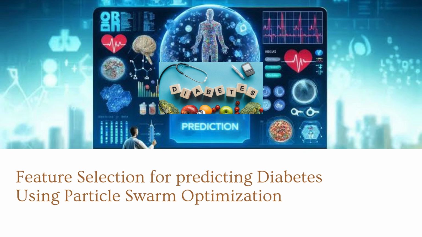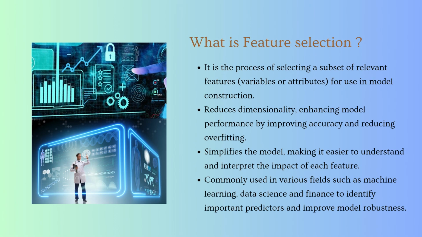As a real-world example, I considered feature selection for predicting diabetes using particle swarm optimization. So let us understand what feature selection is. Feature selection is a very important process in data science that involves identifying and selecting the most relevant features from a dataset for model training. This step is particularly important when dealing with complex datasets, as it directly impacts the performance and interpretability of the predictive models. There are several reasons for feature selection and its importance.